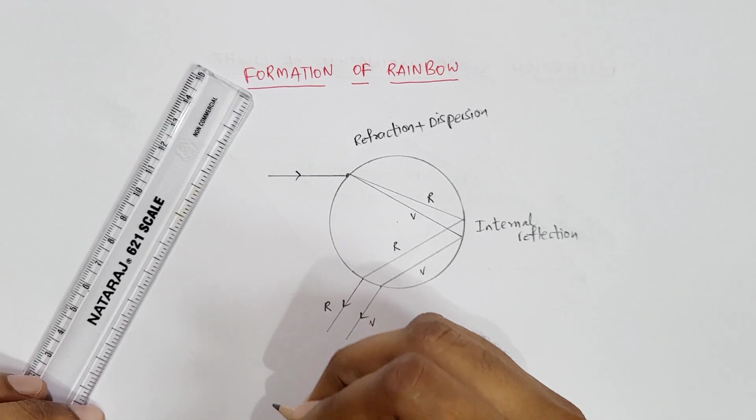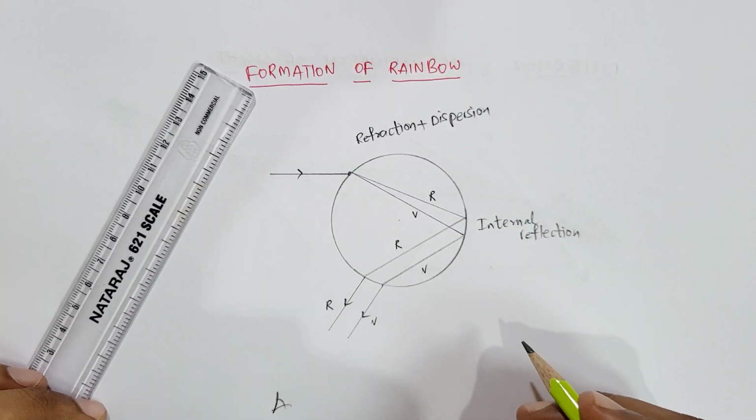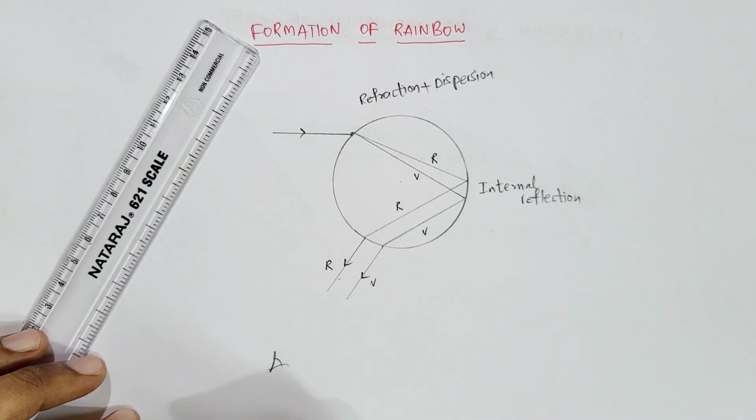From here, if you look, then it will be looking like a rainbow. Red, violet, remaining all colors will be in between. If you look from here, it will be looking like a rainbow.